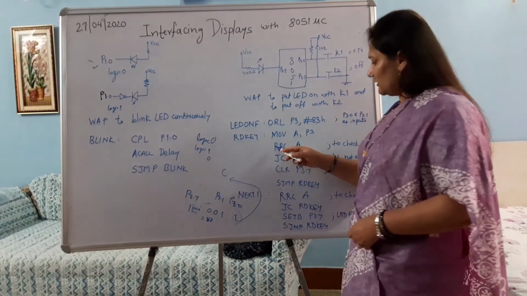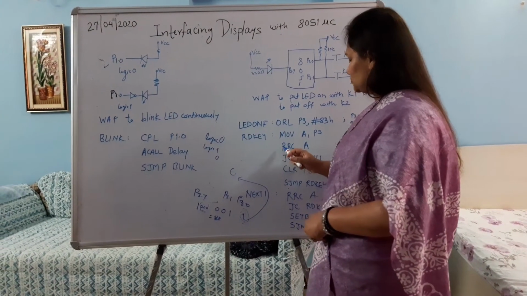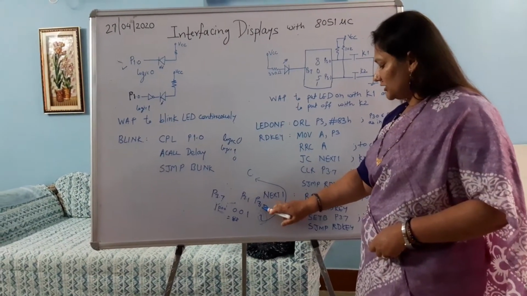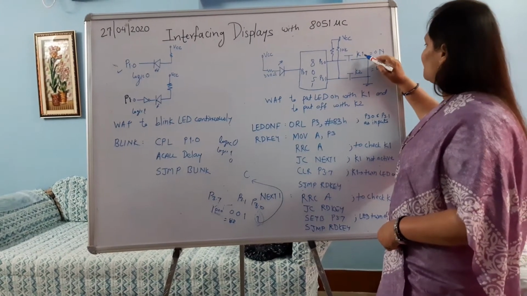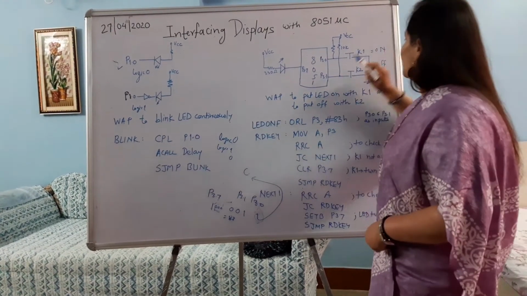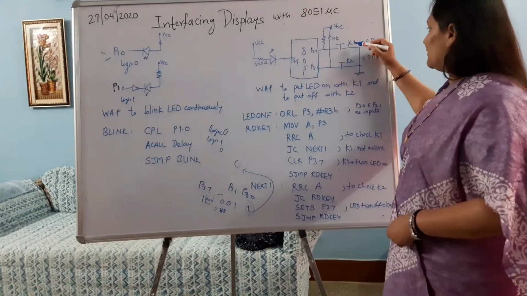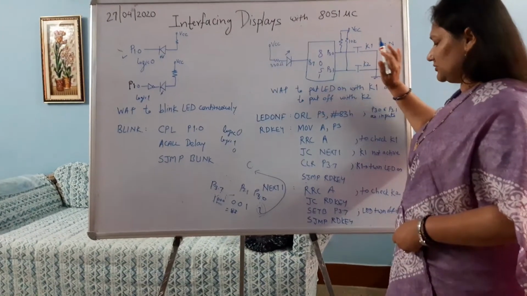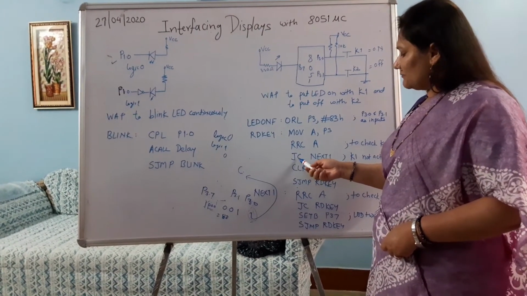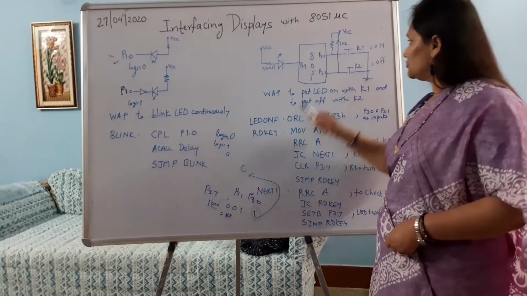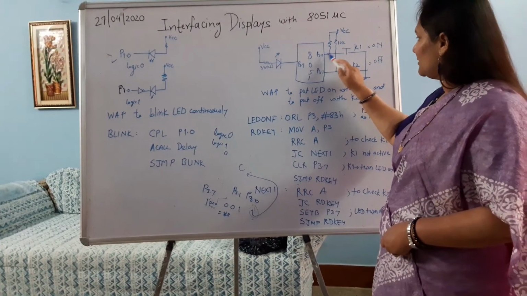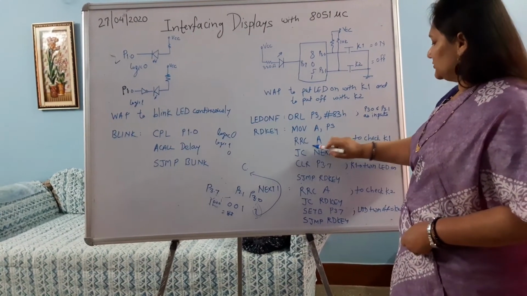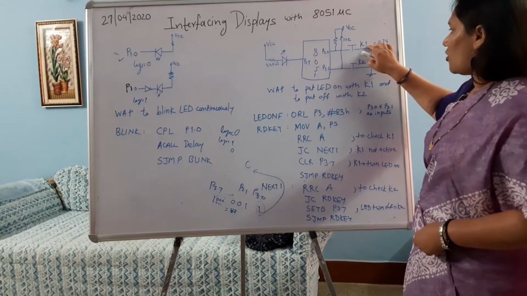So when we have one instruction RRC available, why not use this particular instruction? By this, we are moving the status of port 3.0, that means the status of key 1, into carry. As we have already discussed, if the key is open, it will be 1. If the key is closed, it will be 0. So jump if carry, that means the carry bit is 1, means port 3.0 is 1, when the key is open. That means if the key is open, this indicates that K1 is not pressed.